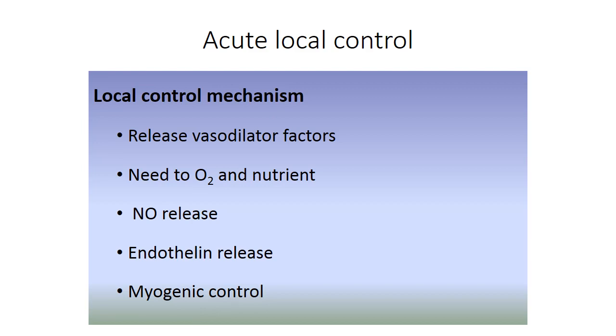Let's explain more about acute local control of blood flow. During acute local control of blood flow, these mechanisms are seen. First, release of vasodilator factors, and the need for oxygen and nutrients, can regulate local control. Nitric oxide release and endothelin release occur during local control. And the last one is myogenic control, which is because of contraction of myocytes.